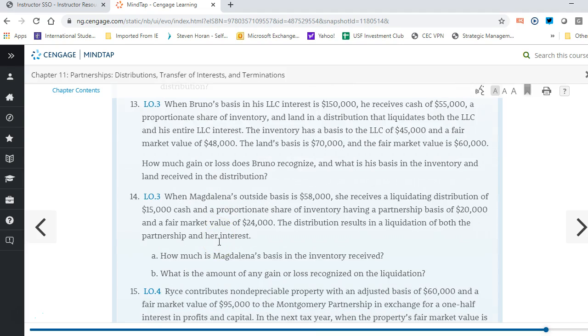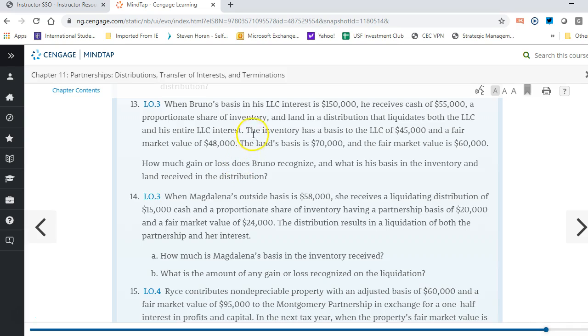Okay, question 13 is about Bruno. Bruno's basis in the LLC interest is $150. He receives cash of $55, a proportionate share of inventory and land in a distribution that liquidates both the LLC and his entire interest in the LLC. Inventory has a basis to the LLC of $45, fair market value of $48. Land basis is $70, fair market value is $60. How much gain or loss does he recognize, and what is the basis in his inventory and land received in the distribution?